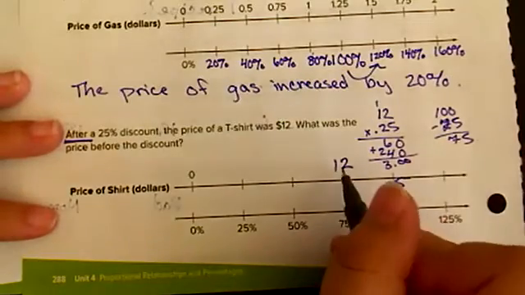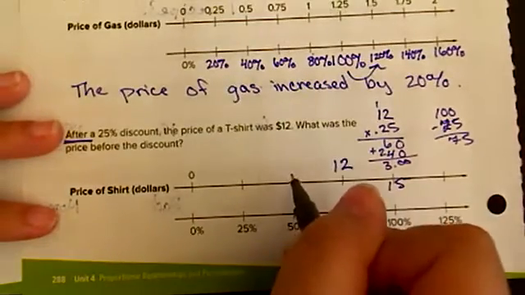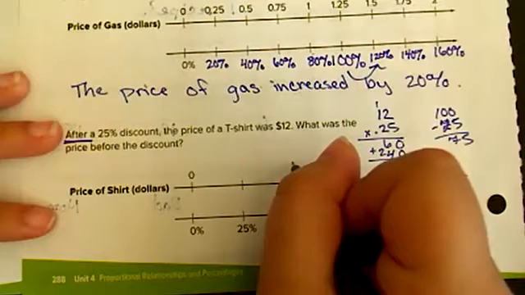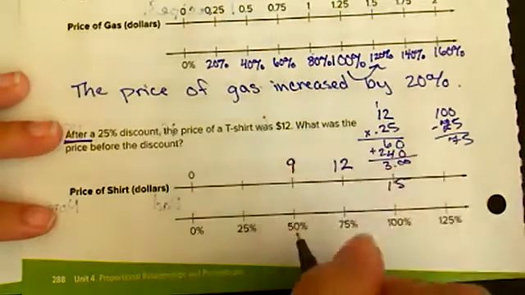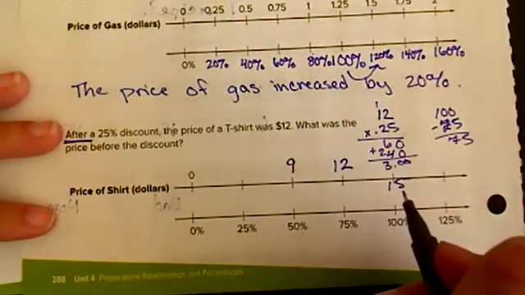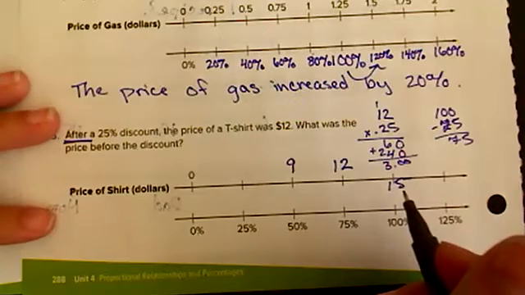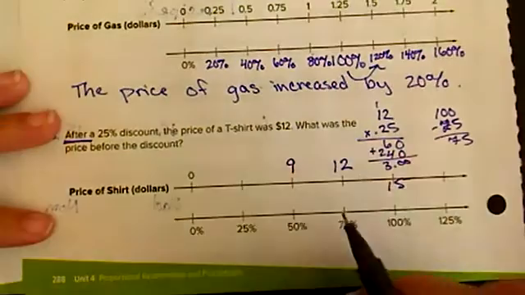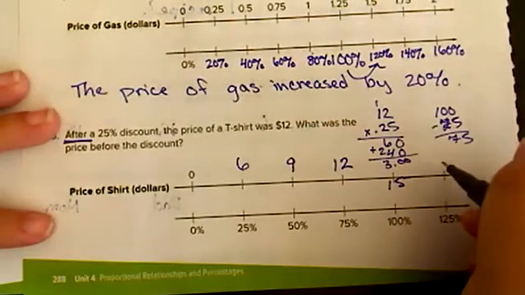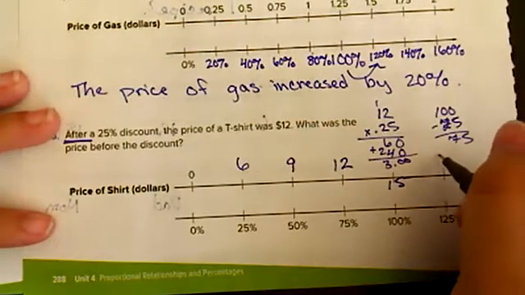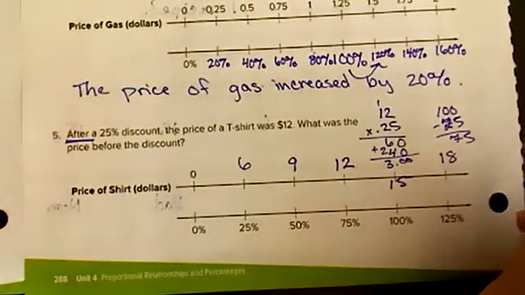Let's fill in the rest of the number line. 12 minus 3 would be 9. And 9 minus 3 would be 6. And going up, 120% would be 18.